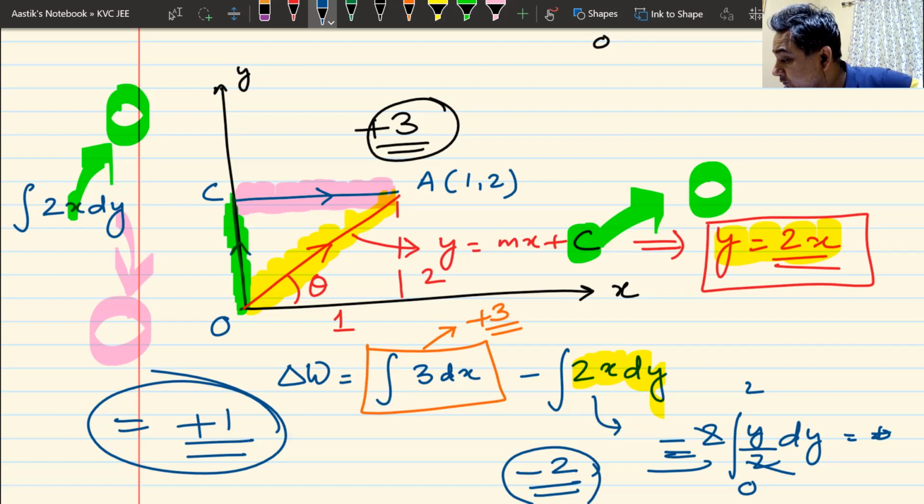Integral of y into dx, y square, no, sir. First of all, you cannot integrate y with dx. You can only integrate x with dx. So I have not integrated y with dx, I have integrated y with dy. Integral of y dy is y square by 2.